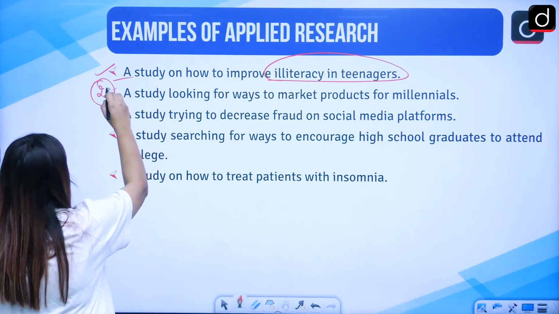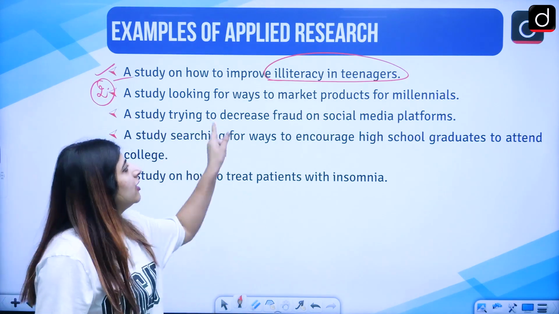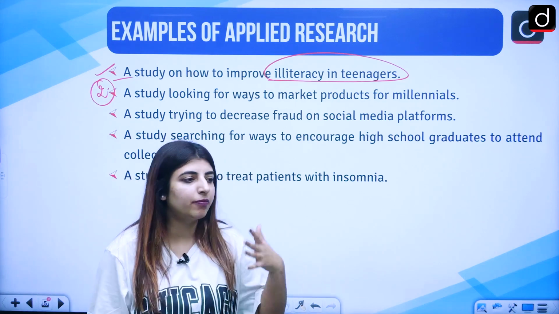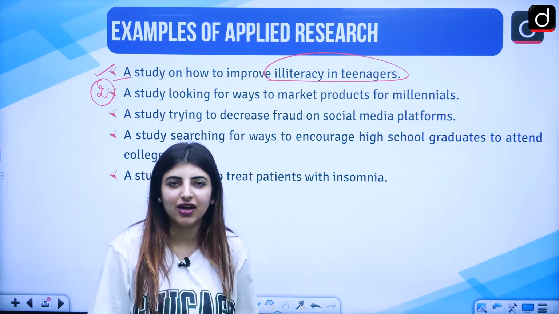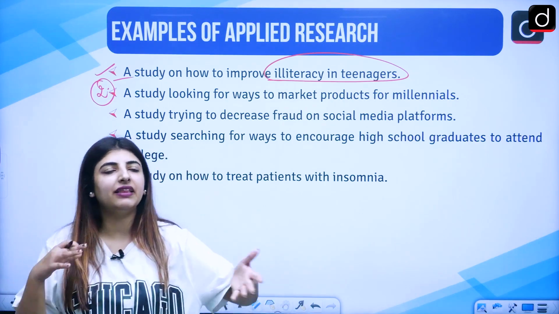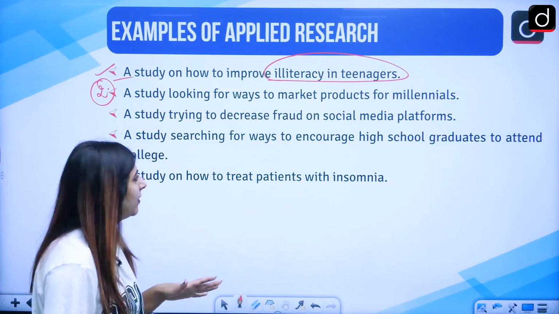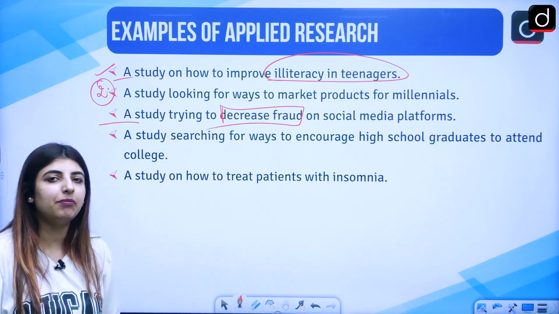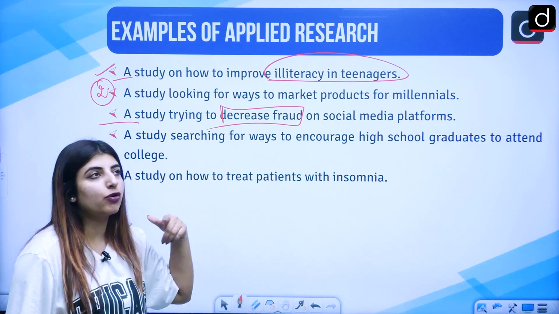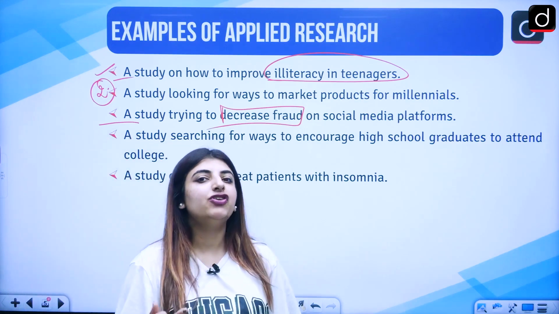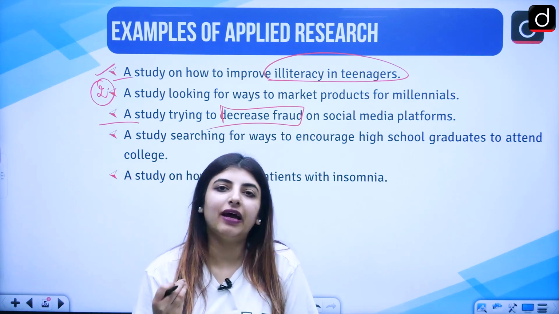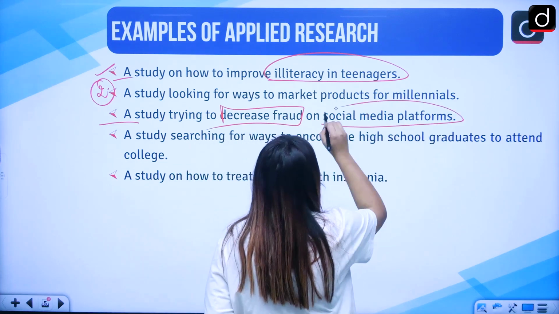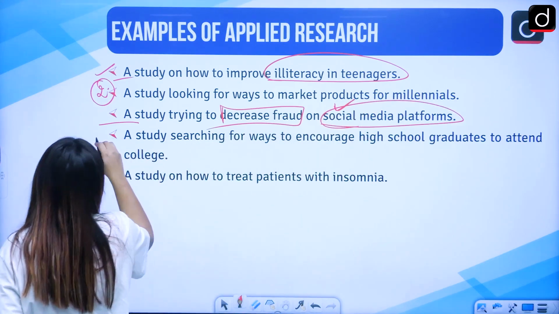Then the second thing we have here is a study looking for ways to market a product for millennials. So in today's time, there is this entire talk about millennials, Gen Z, Gen X, etc. Right? Millennials are the people who were born back in the 1990s, 97, etc. A study trying to decrease fraud on social media platforms. So of course, this is a specific problem. One person could have come there and registered an FIR, a complaint on the cybercrime portal, etc. And that law now has been established, of course, for social media fraud.